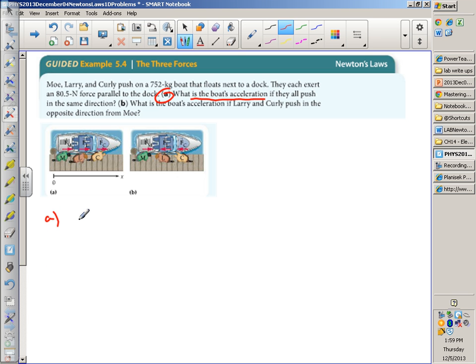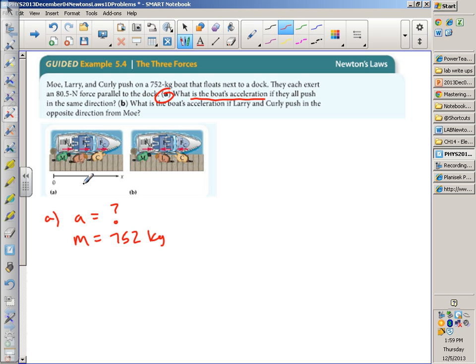So for part A, it wants to know what the acceleration is, right? It told us that the boat has a mass of 752 kilograms. And then it also told us indirectly, although if you look at the picture you can figure it out too, that there are 3 forces that are acting on that boat. Up until the 2 problems we've done so far, there's only been 1 force, so we just kind of went with that. But here there are 3 forces.